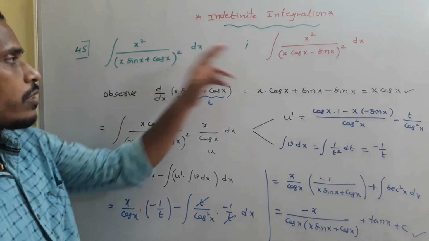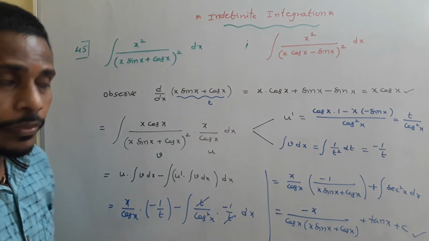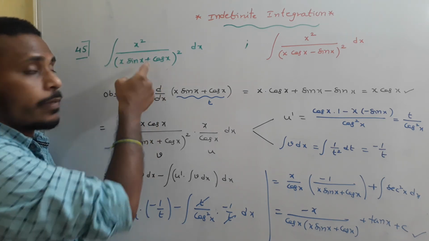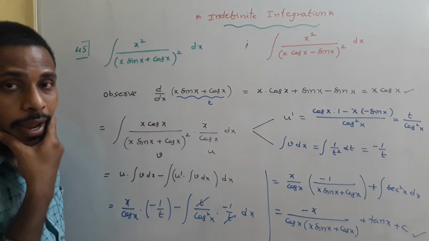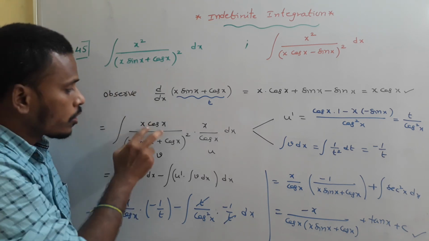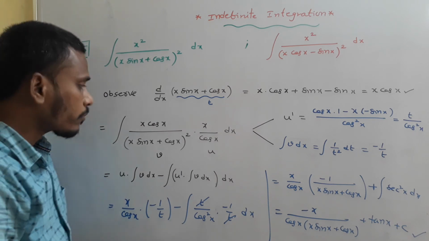Okay, so both are similar. I have discussed the first problem, you just try the second one in the same way. First of all you need to observe the derivative of this denominator part, x sin x plus cos x. It is x cos x. So I need to make that x cos x in the numerator, so x cos x by this part. To balance, I need to multiply with x by cos x.